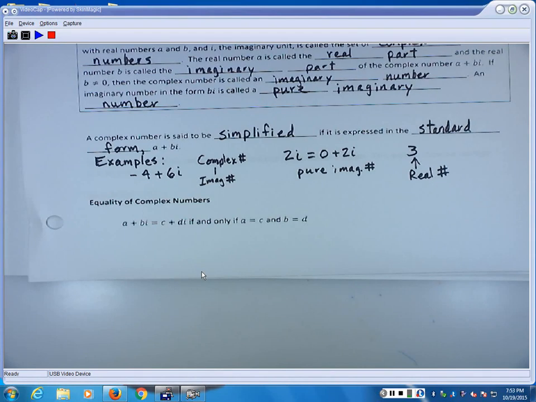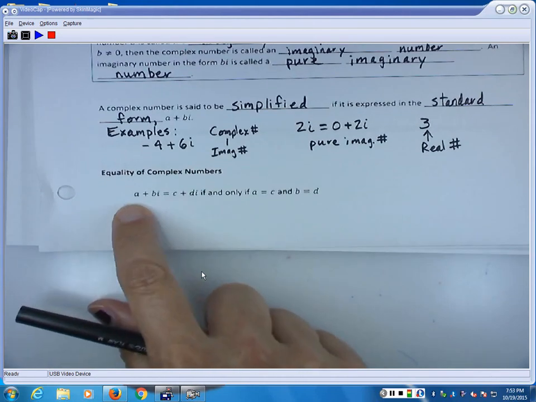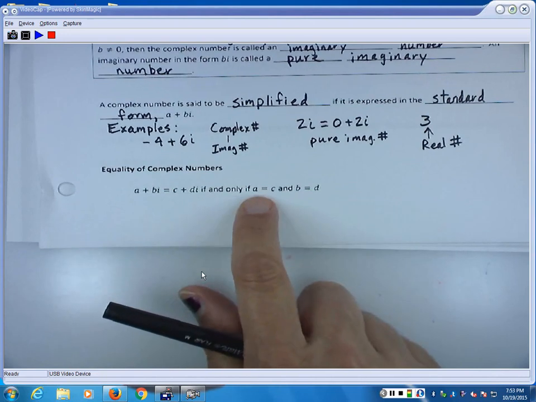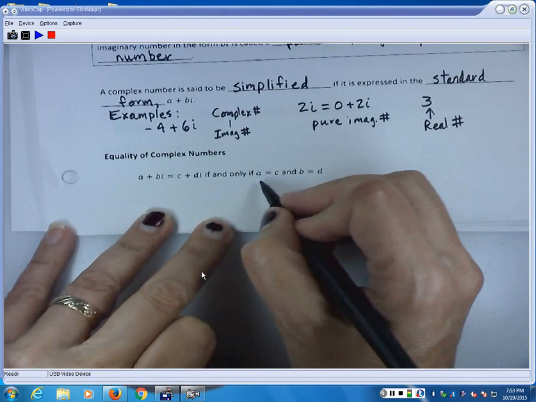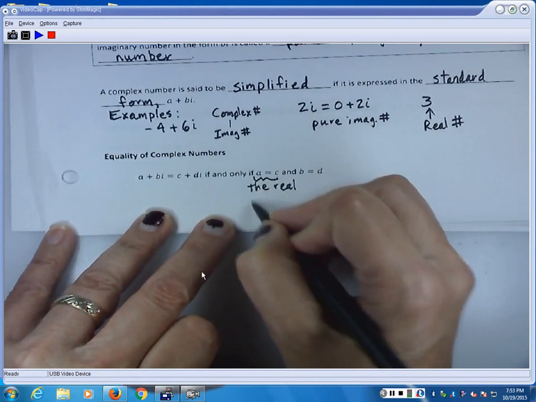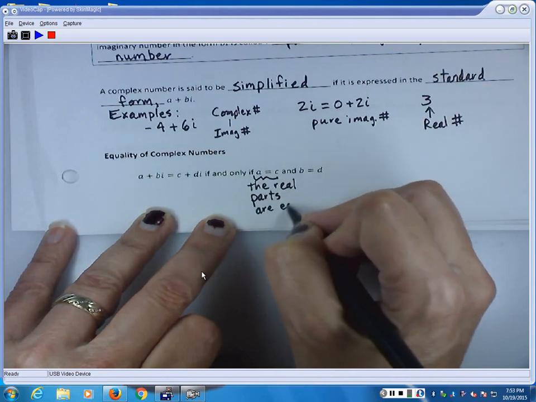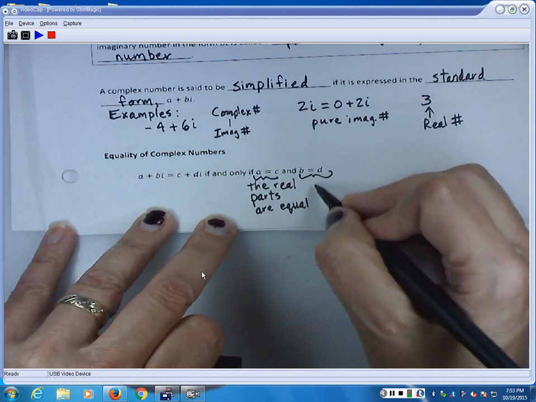Okay, so equality of complex numbers. a plus bi equals c plus di if and only if a equals c and b equals d. This means the real parts are equal and the imaginary parts are equal.